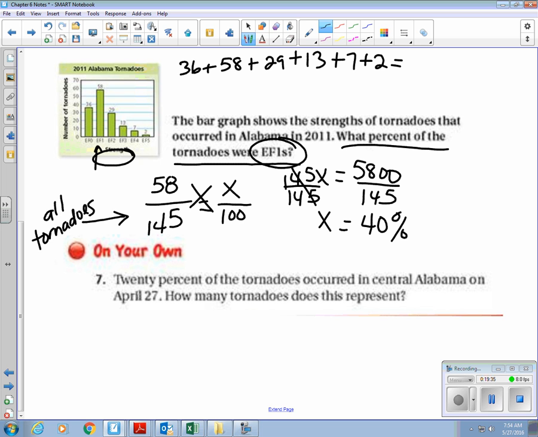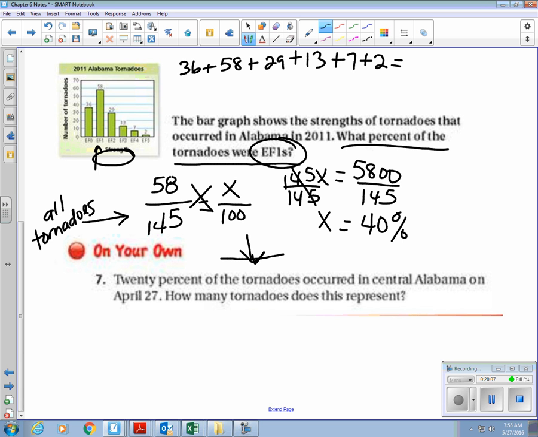Twenty percent of tornadoes occurred in central Alabama on April 27th. How many tornadoes does this represent? Okay, so they're saying 20% of the tornadoes. I'm sorry, my writing utensil is not working right, but all the tornadoes right here, that's the whole amount. So 20% of the whole amount occurred in Central Alabama on April 27th. They want to know how many that is.